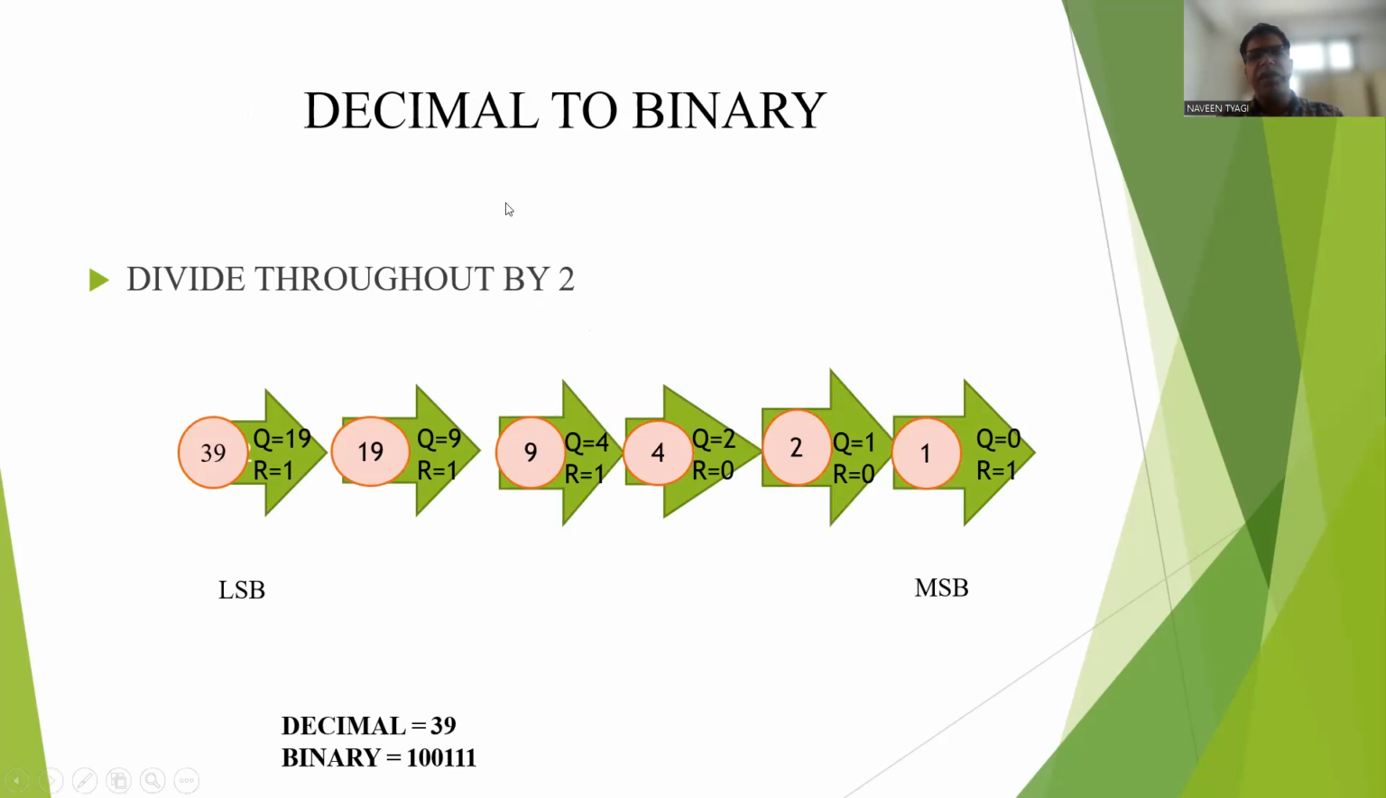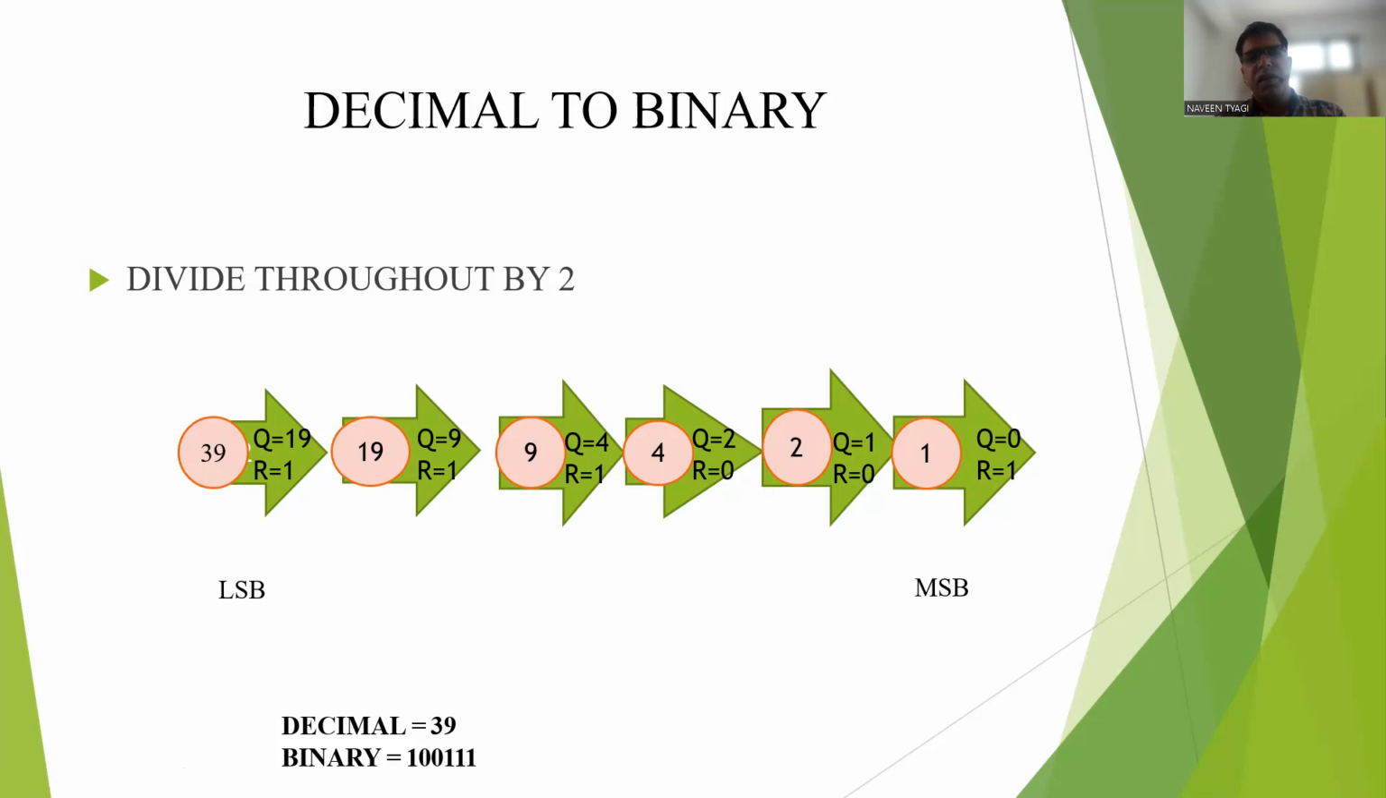Now next, decimal to binary conversion, where firstly we have the number 39. It is divided through by 2. 39 is divided by 2, we get quotient 19 and remainder 1. That quotient 19 is again divided by 2, we get quotient 9 and remainder 1. Again 9 is divided by 2, we get quotient 4 and remainder 1. 4 is again divided by 2, we get quotient 2 and remainder 0.